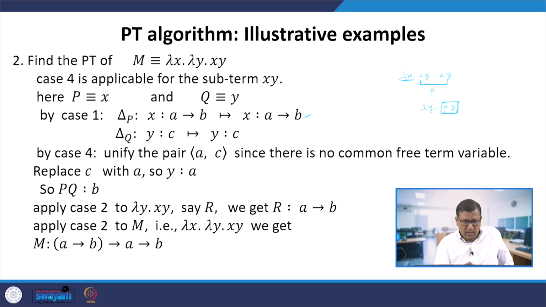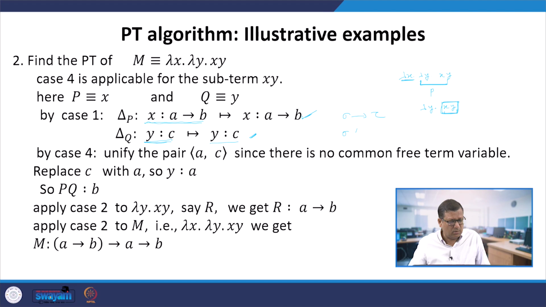In this context, A arrow B, this will be the deduction of p, and that deduction for q will be y has type C. This is the context and y has type tau. So we have this form sigma arrow tau, and this is some sigma prime we have done. Now we have to see the free variables that are there in this. So free term variables, where the free variable is x, here the free variable is y, and also the type variables, we have no common type variables. A, B are the type variables in P, C is a type variable in Q, nothing is common.